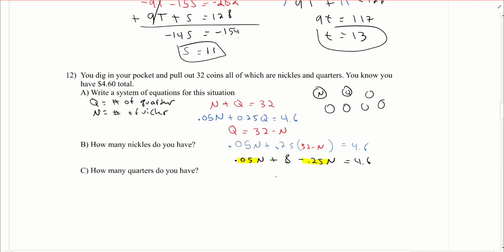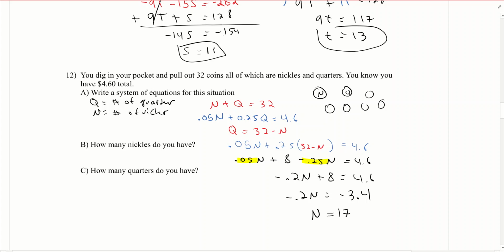We're going to combine like terms. This is going to give us negative 0.2 n plus 8 equals 4.6. We're going to subtract 8 on both sides, and we're going to get negative 3.4. And then we're going to divide by negative 0.2. And we're going to get 17. Right, so that tells me the number of nickels was 17.